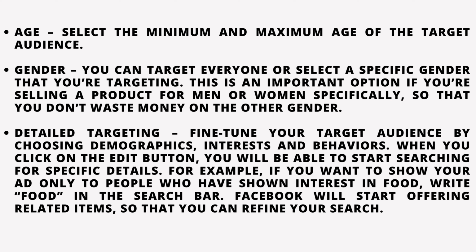Detailed targeting: fine-tune your target audience by choosing demographics, interests, and behaviors. When you click on the Edit button, you will be able to start searching for specific details. For example, if you want to show your ad only to people who have shown interest in food, write food in the search bar. Facebook will start offering related items, so that you can refine your search.